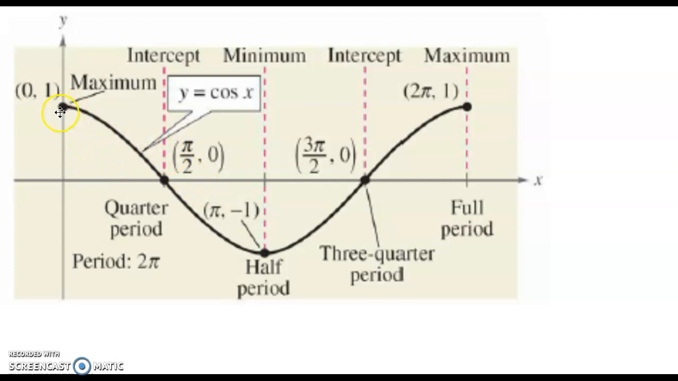But anyway, we have the same points, maximums, minimums, and intercepts, and they occur at every quarter period or every quarter turn around the unit circle. And of course, the full period is the amount of time it takes to complete one of these complete turns around the unit circle, which is 2 pi. And so the quarter periods happen at every pi over 2.